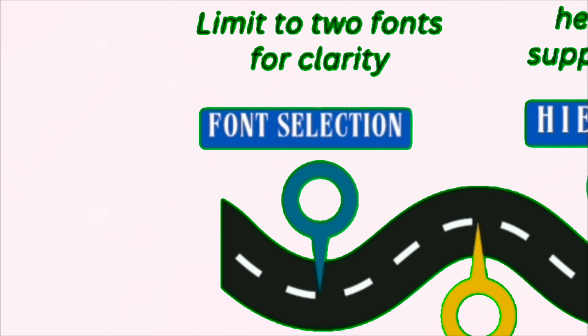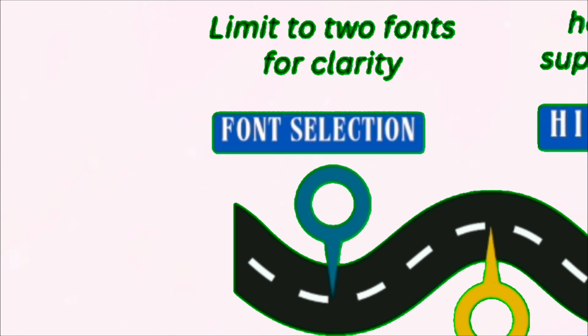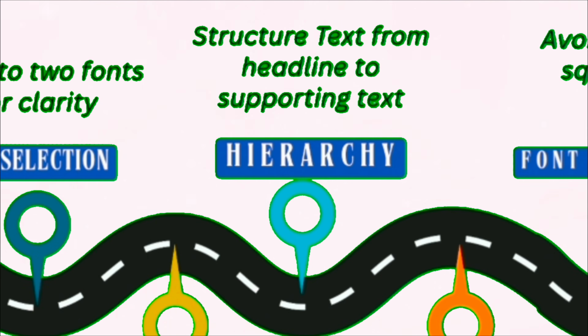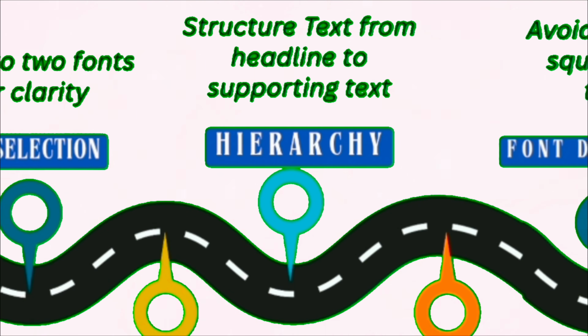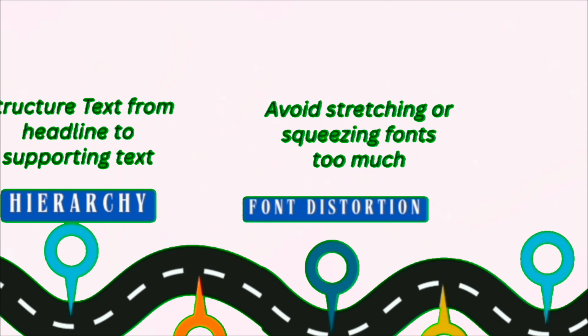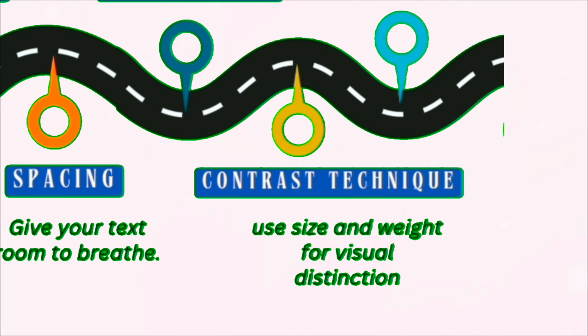Use no more than 2 fonts, 1 for headings and 1 for body text. Bold fonts work best for headlines, and simple fonts improve readability. Maintain hierarchy. Headline first, subheading second, supporting text last. Spacing matters. Give your text room to breathe. Avoid stretching or squeezing fonts too much, as it can impact readability. Instead, use size and weight to create contrast.